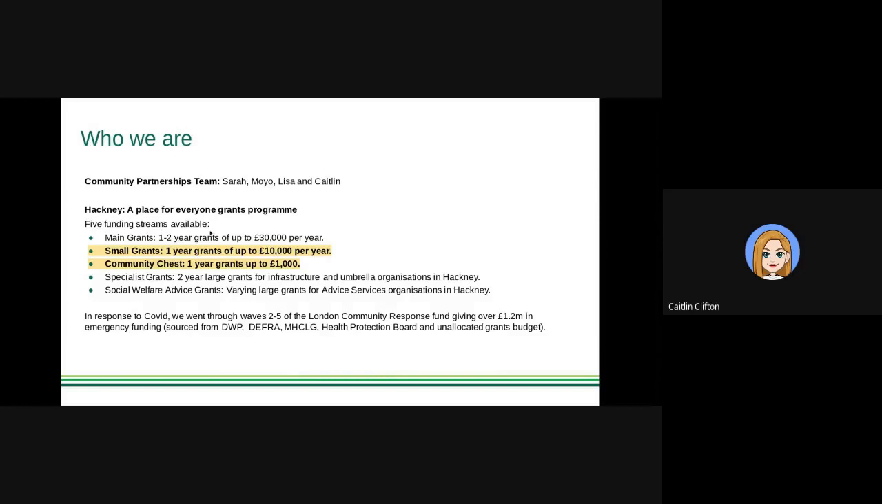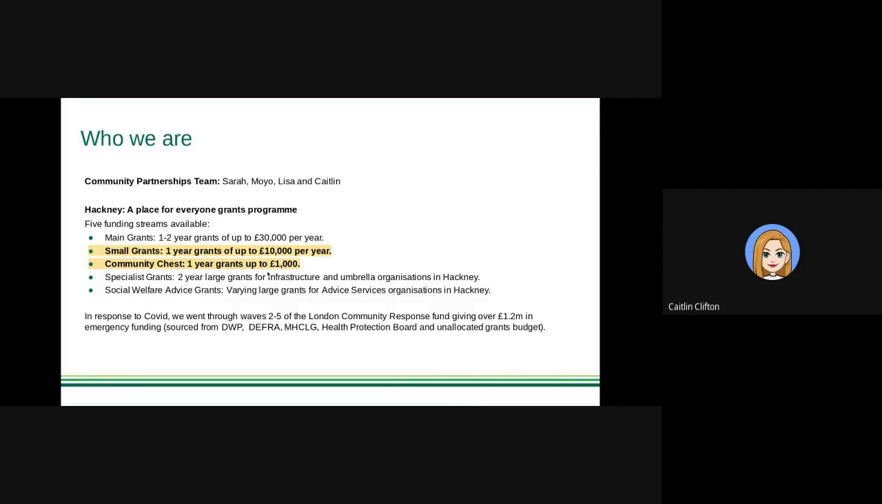We've got our main grants, which we've already distributed for this year. And then we have our small grants and our community chest. These are the ones that we'll be speaking about today. And they are 1-year grants of up to $10,000 or $1,000.